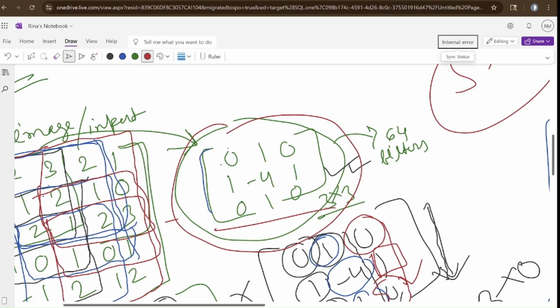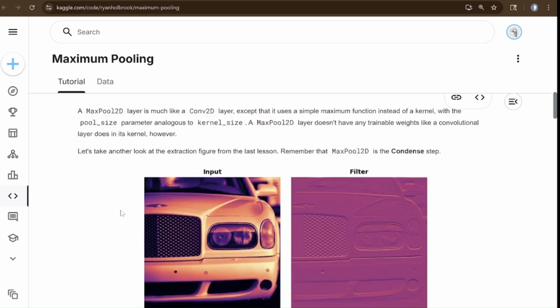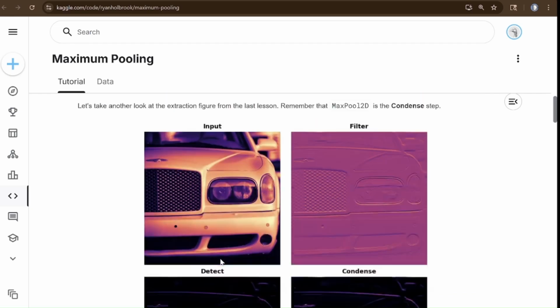Unlike a convolutional layer, which does in its kernel, here we are training, we are trying to find which one is the best. But in the case of the maximum pool layer, no trainable weight is there. There is a simple logic: you have to find which one is the maximum. Okay. So let's take another look at the figure.